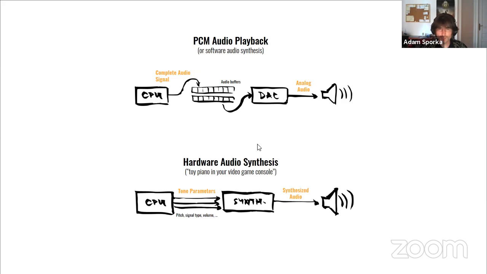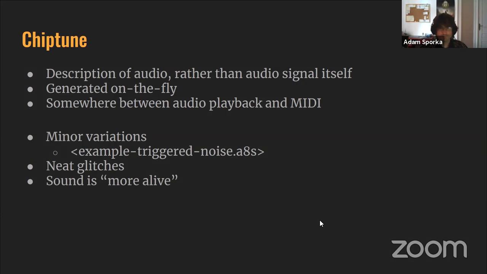Chiptunes are different. Again, you have some kind of storage of music and sounds, but you don't have the complete audio signal. You only have tone parameters, let's say the pitch of the tone, type of the signal, volume of the signal, and these parameters go to a dedicated hardware. It was a thing, it's still a thing, but it's not really used too much anymore. This synthesizer then synthesized audio, and then you were able to hear it. So chiptune is based on a description of audio rather than the audio signal itself. It's very important. It's generated on the fly, and it's somewhere between audio playback and MIDI.